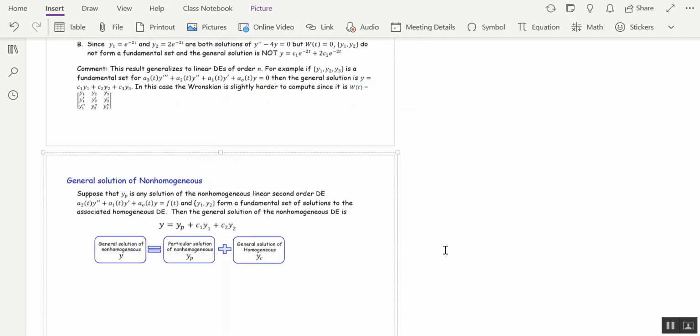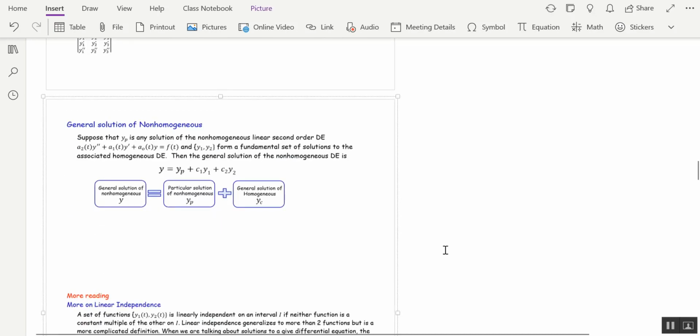Let's jump to the last notion of the day, which is how the non-homogeneous solutions are related to the homogeneous solutions. So suppose you have a non-homogeneous equation like this. You go ahead and you find a fundamental set for the homogeneous equation. You replace the f of t with 0 and find two solutions that form a fundamental set for the homogeneous associated DE. Then any general solution of the non-homogeneous is going to be a particular solution of the non-homogeneous. So you just find any particular solution, and then you add on the general solution to the homogeneous.